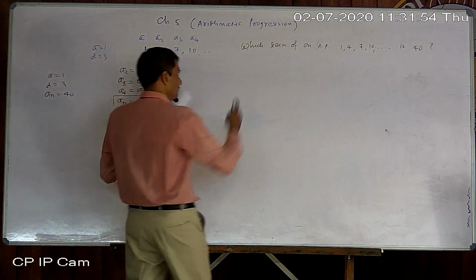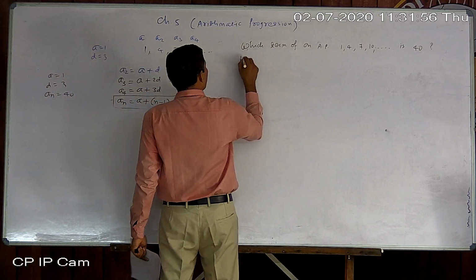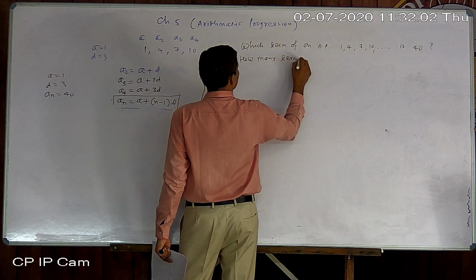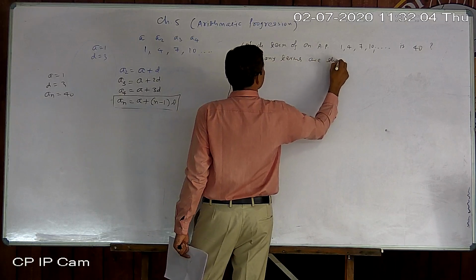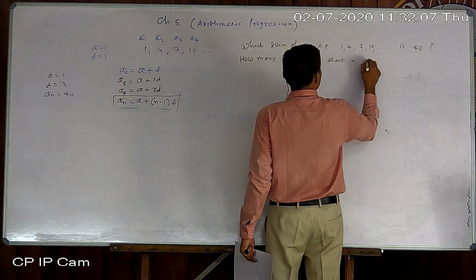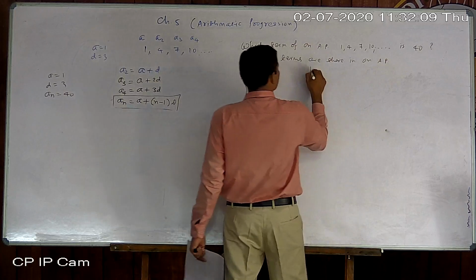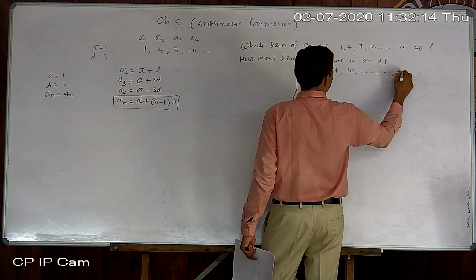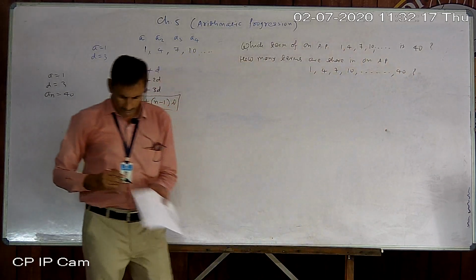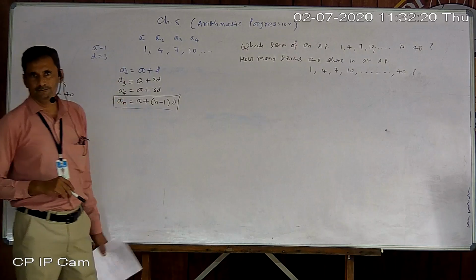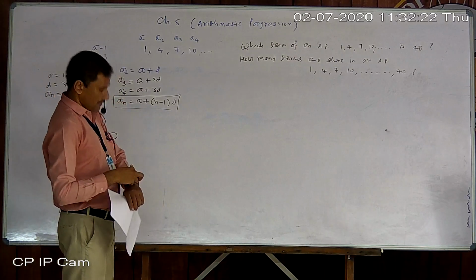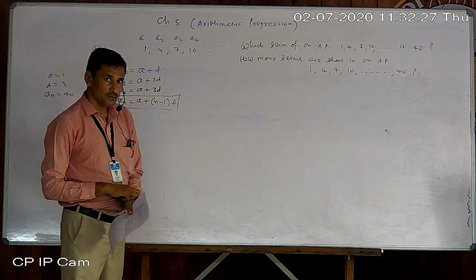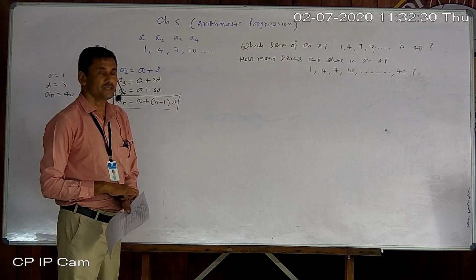Value of that term. Otherwise, this same question can be asked: how many terms are there in an AP 1, 4, 7, 10, ... 40? Both are the same only. The meaning of both statements is the same. Both are asking at which place 40 is there.